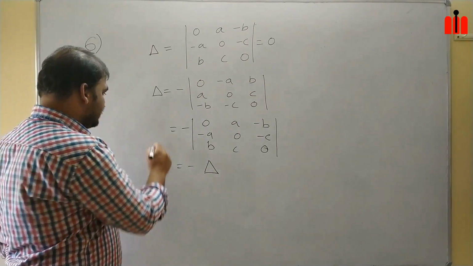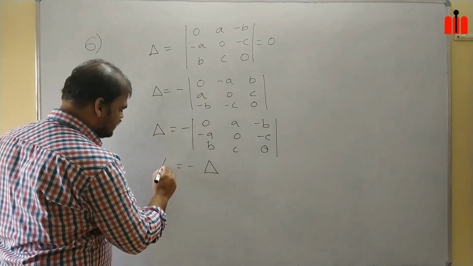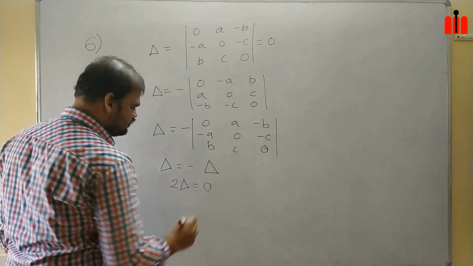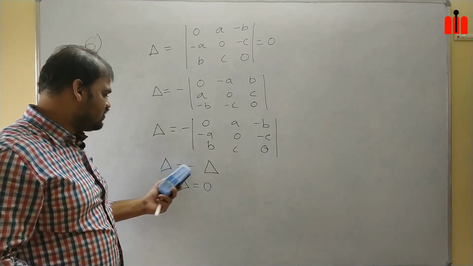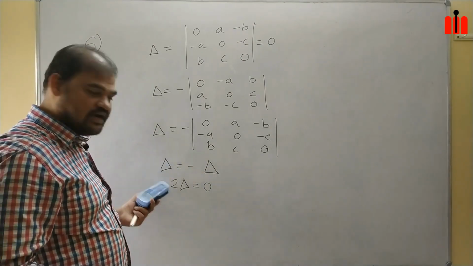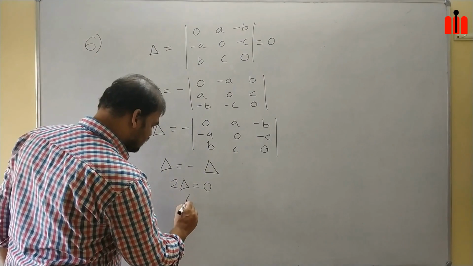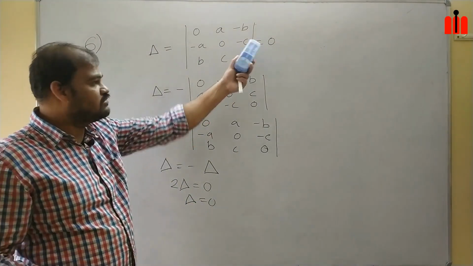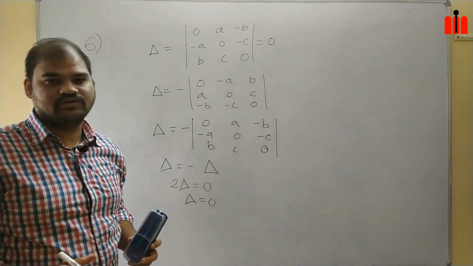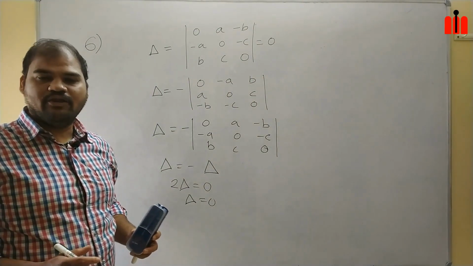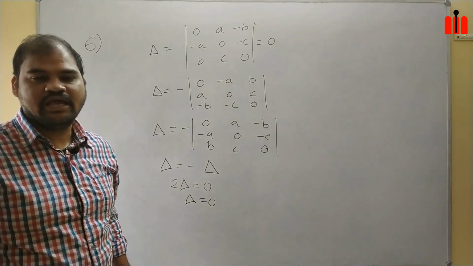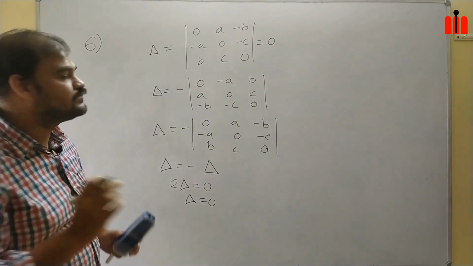Okay, so delta equal to minus delta, that means 2 delta equal to 0, right? Delta equal to minus delta, you take delta that side, 2 delta equal to 0, that means delta will be equal to 0. So this determinant is equal to 0. Are you getting it? This completes problem number 6. Let's move on to problem number 7.